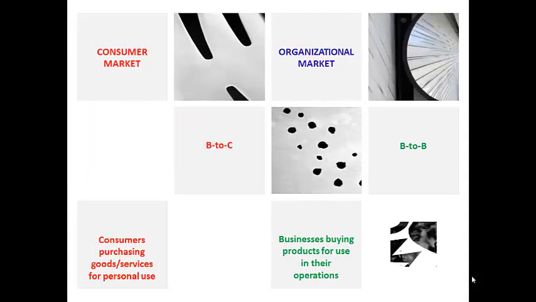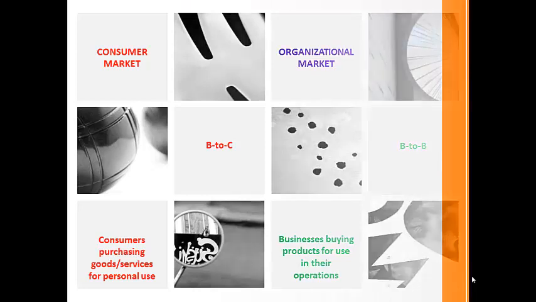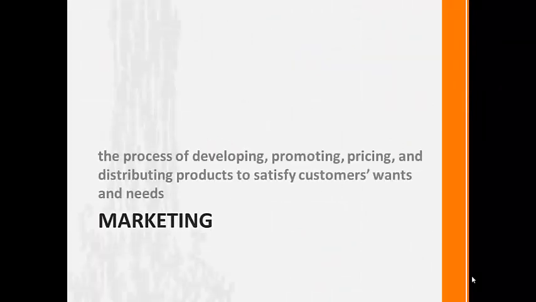All people who have the ability to pay for a product and have the desire for this product are called a market. A market can be described as a consumer market or an organizational market. The consumer market consists of consumers who purchase goods and services for personal use. This is called business to consumer. The organizational market includes all businesses that buy products for the use of their operations and is called business to business. To reach the market you want for your business, marketing is crucial.